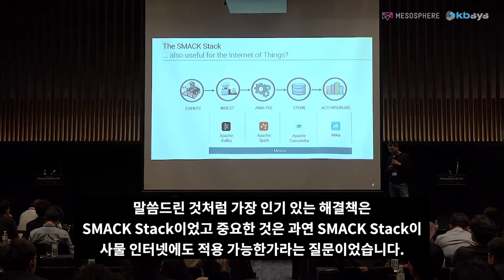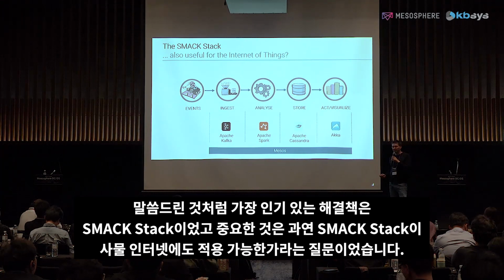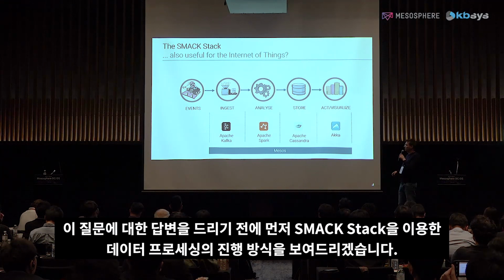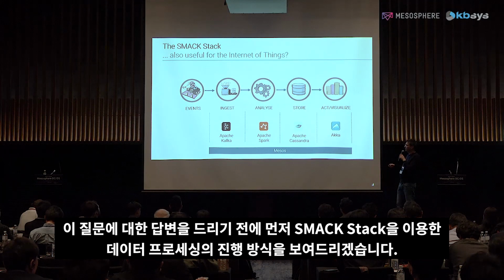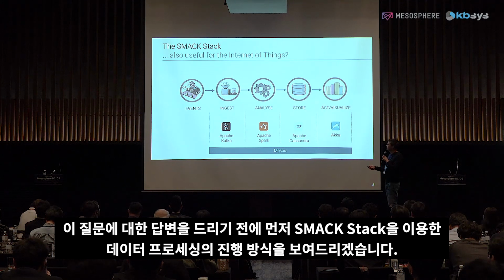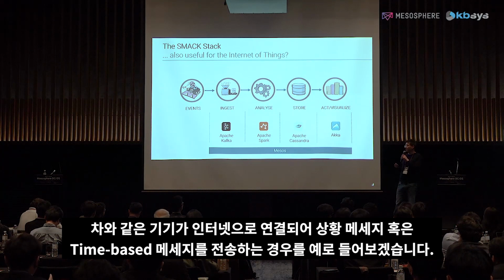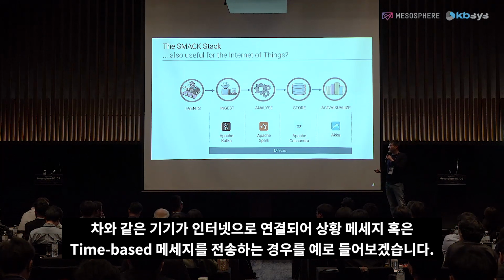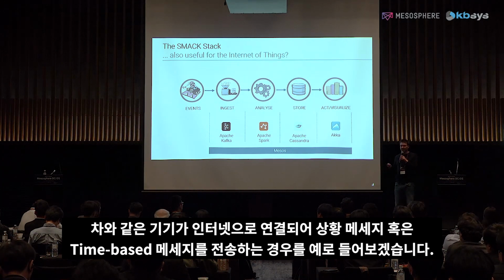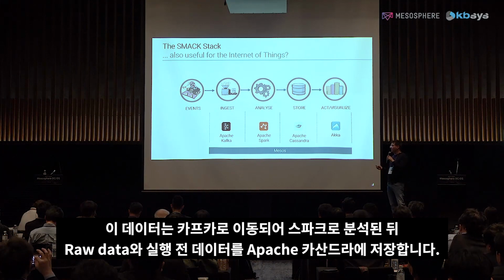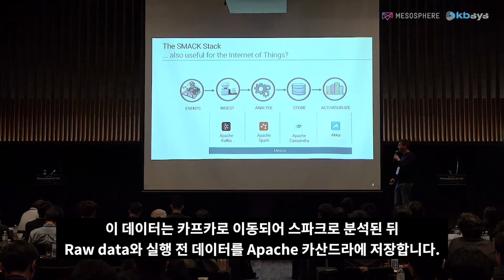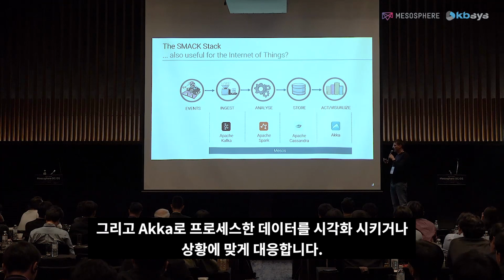As I said, a popular solution for this became the SMACK stack. And the question is if the SMACK stack is also useful for the Internet of Things. Before I answer the question, I just want to go quickly through the data processing pipeline, how it looks with the SMACK stack. So you have some kind of devices somewhere on the internet. In our case, it's cars that are sending messages based on certain events that are happening, or time-based messages. Then you're ingesting the data into Kafka. You analyze them with Spark and store the raw data and the pre-processed data in Apache Cassandra. And then you act or visualize things depending on what you just processed using Akka.